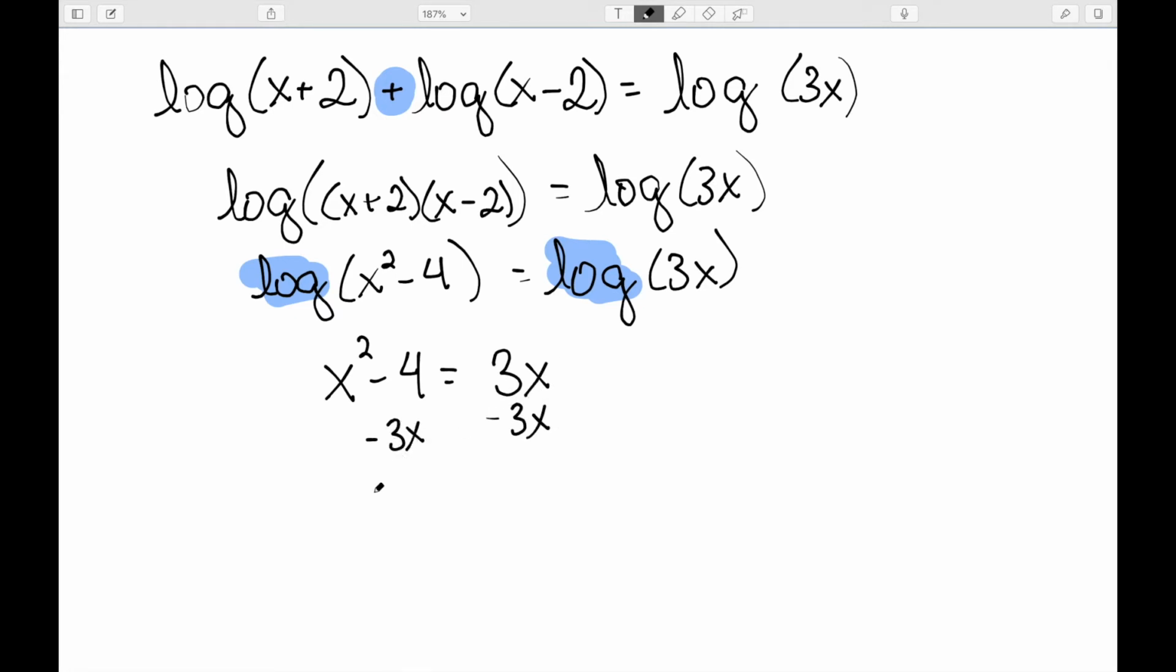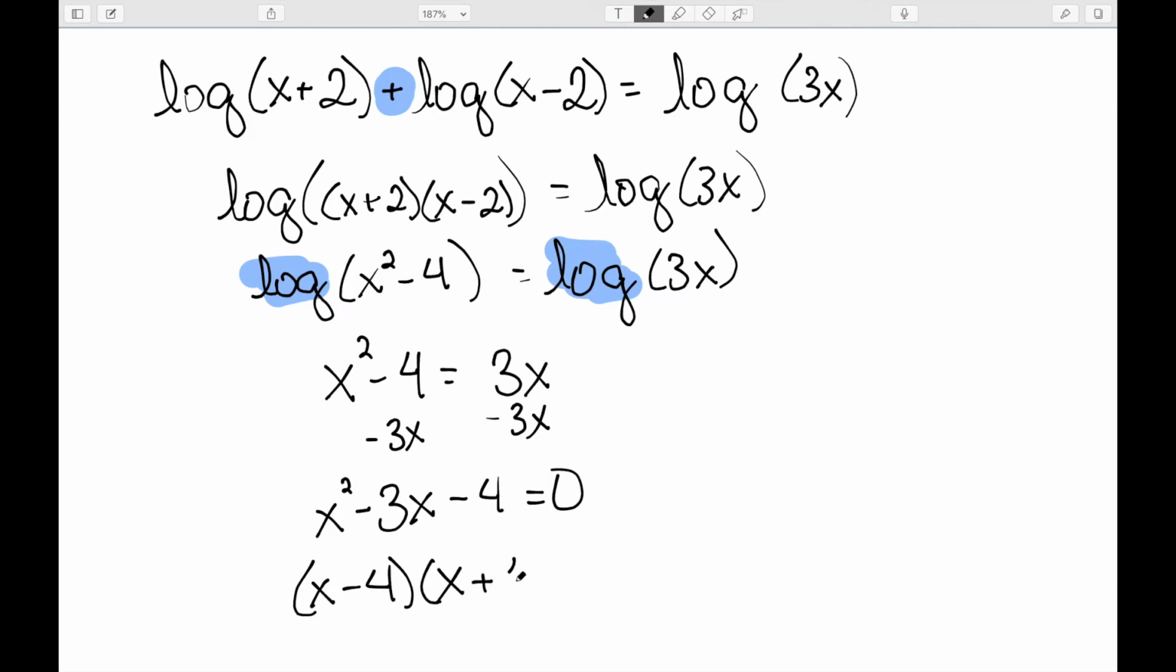Since it's a quadratic, we want to get everything on the same side. x squared minus 3x minus 4 equal to 0. This factors into (x minus 4)(x plus 1) equal to 0. So that gives us two solutions, x equal to 4 and x equal to negative 1. And we do need to check. If I stick in 4, this would be log of 4 plus 2, log of 6, that's okay. Log of 4 minus 2, log of 2, that's okay. Log of 3 times 4, log of 12. That's okay, so this is a solution.